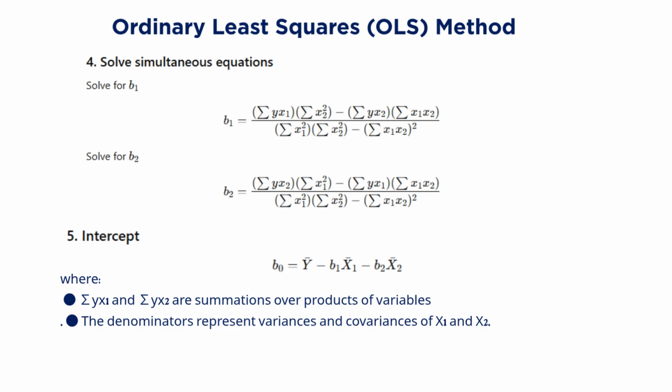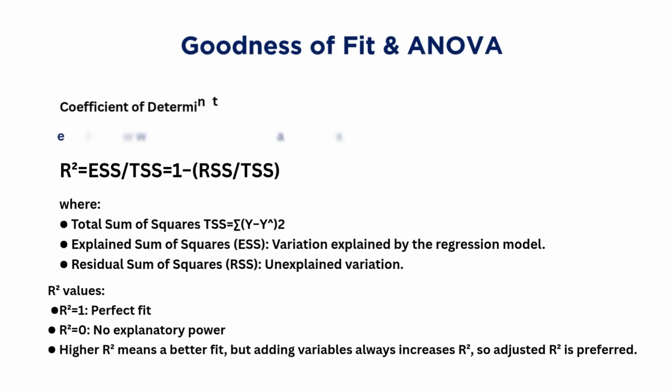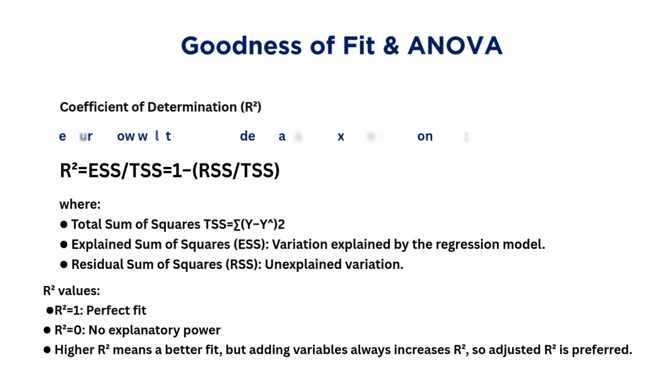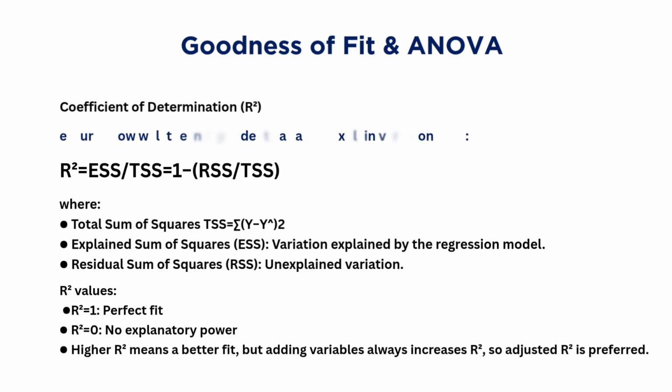Now we can move to our next slide. Here is the goodness of fit and ANOVA. The goodness of fit coefficient is determined by R square. R square is equal to ESS divided by TSS.